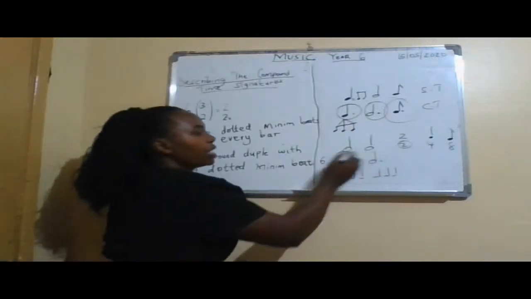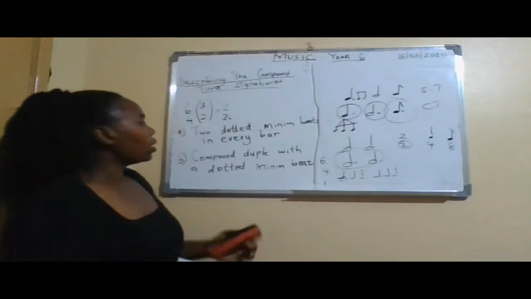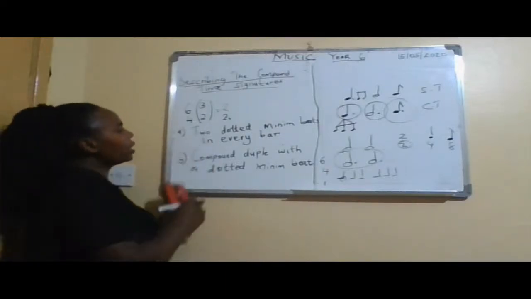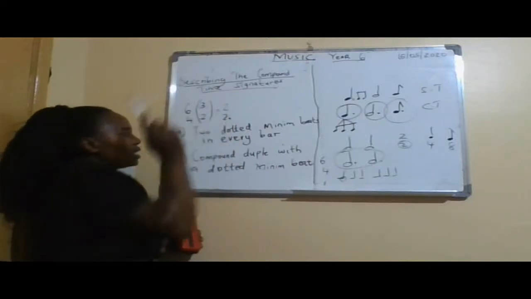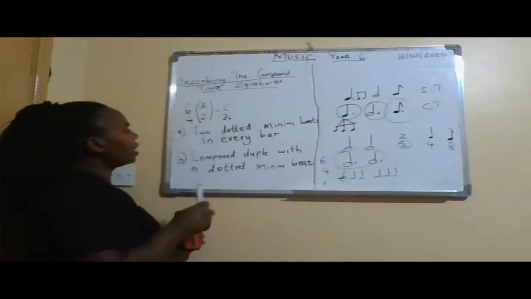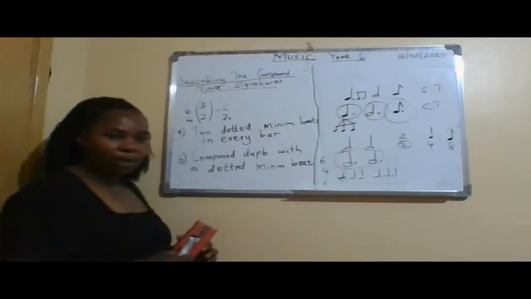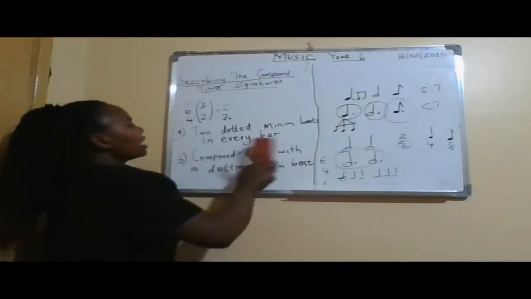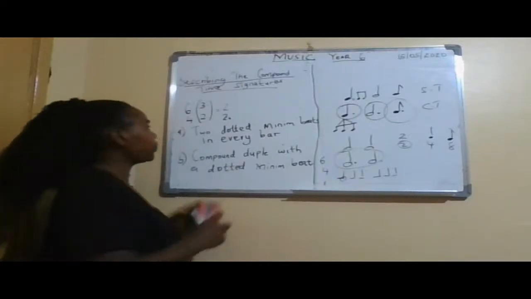If you can remember here, these are 2 dotted minim bits in every bar. So the first way is 2 dotted minims in every bar. And then compound duple time with a dotted minim bit. I want us to look at another example. I believe you have noted this down.